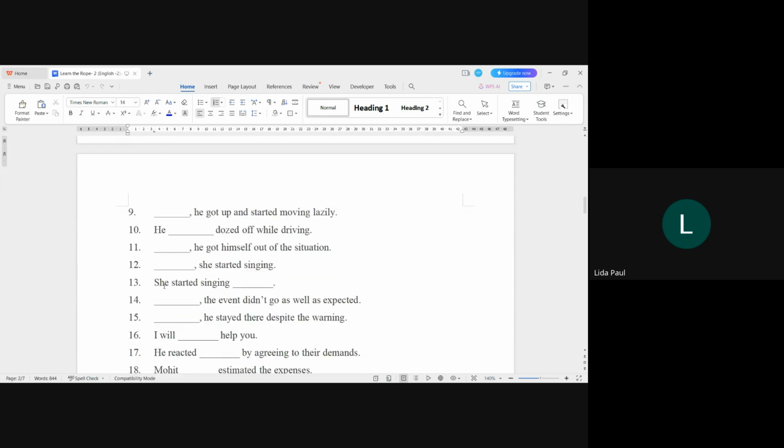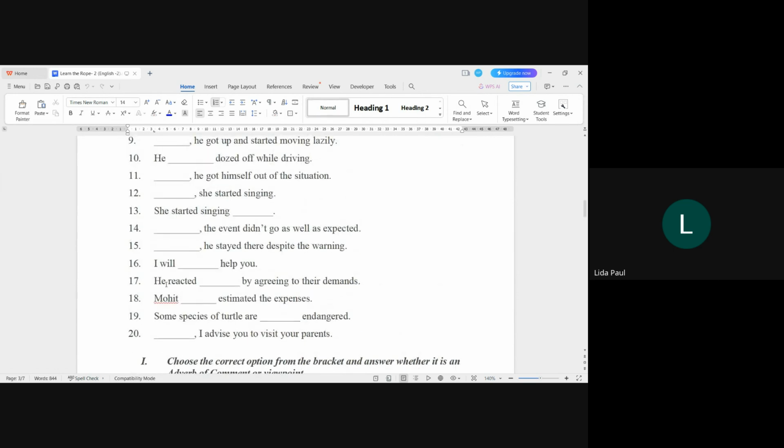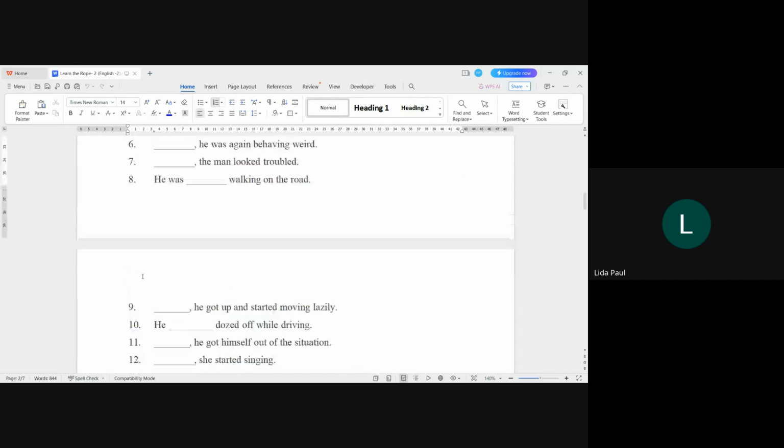I'm checking if I can go over, or maybe we'll take another two and then go to the focus adverbs. Dash, he got up and started moving lazily. For people who are looking for options, I posted it already in the chat. Maybe I'll do that again.